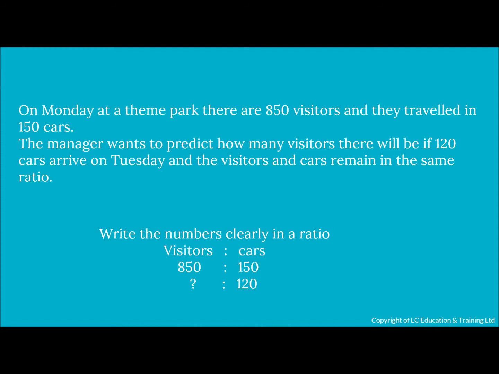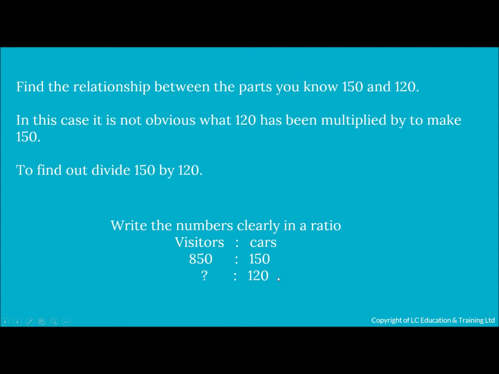So here we go. I would suggest that, again, as with all ratio questions, you write things out with headings. Don't have to write full headings. I use V and C, just make sure I'm not mixing up my numbers. So what we know is 850 visitors was 150 cars. We're then going to use cars of 120 to predict the number of visitors. So we want to compare cars and cars here.